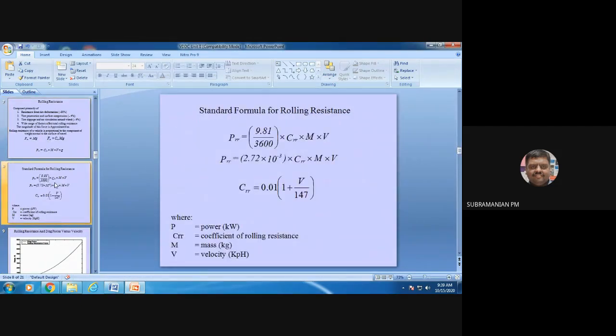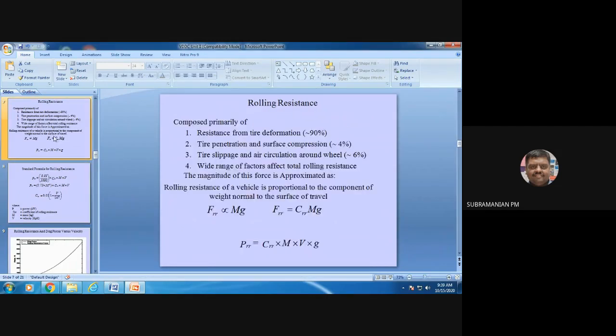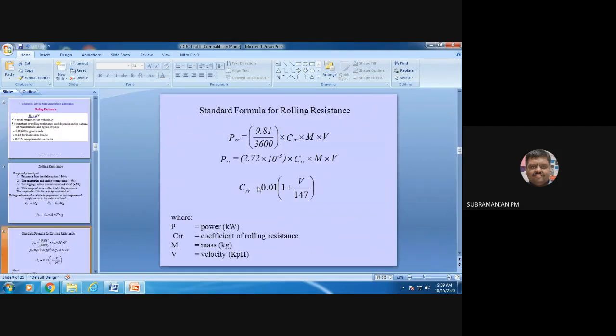And there is another formula for rolling resistance. If you want, you can note down the power formula, and this one is the force formula, that is the resistance formula. You may get a question: how much power is getting wasted due to rolling resistance? So you have to multiply the force by velocity. Here there is the coefficient of rolling resistance and the weight, which I am putting as M into g. V should be in kilometer per hour, so that is why I am putting 3600. This is the formula for how much power is getting wasted in rolling resistance.